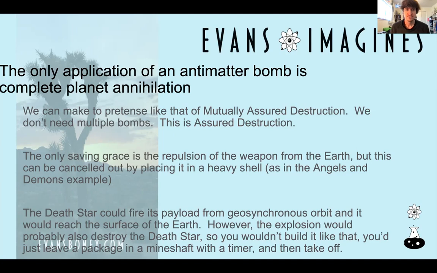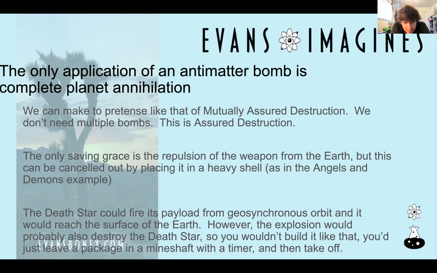Assured destruction. So I think the only saving grace is the repulsion of the weapon from Earth, right? I mean, if you had a bare antimatter bomb, it would start flying up immediately. So, you know, you'd have to release it pretty deep to cause any damage. But as I mentioned, you could have a magnetic core of antimatter in a matter shell that then breaks apart and releases it deep in the Earth. Yeah, as was intended in the Angels and Demons example, my weird engineering problem about rockets in antimatter space.